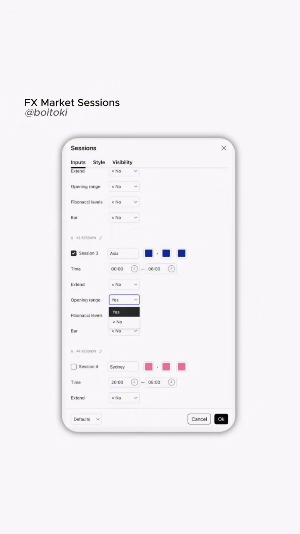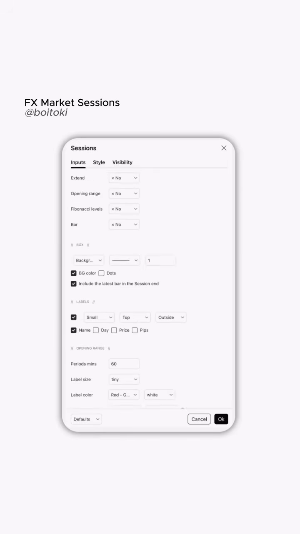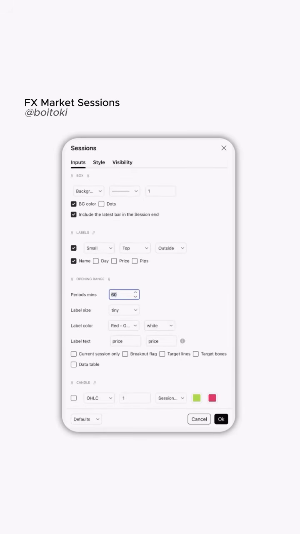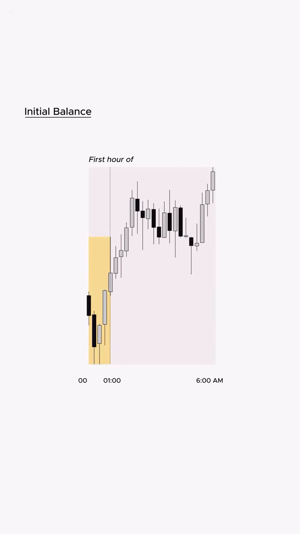Turn on opening range, then scroll down to the range settings and make sure it's set to 60. Click OK, and then the indicator shows the first hour of the Asia session, which is the initial balance. Now, there's two ways that you can learn and utilize this indicator to your advantage in the markets.